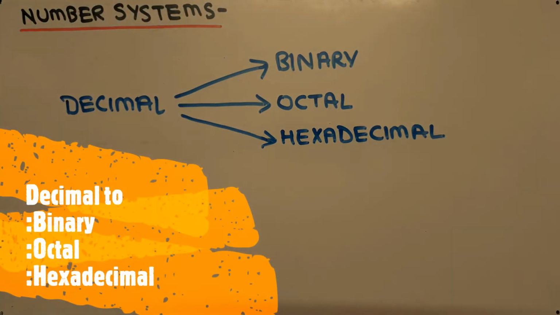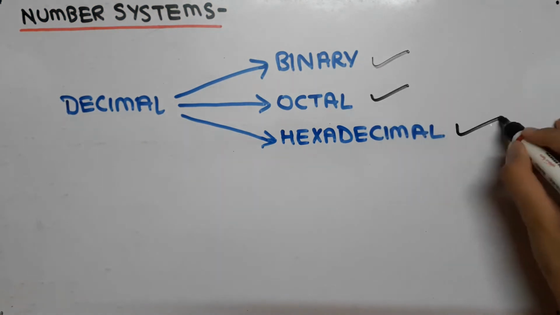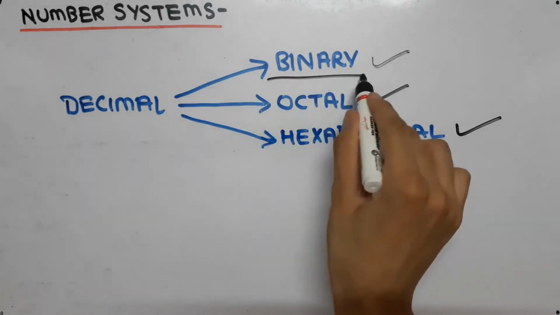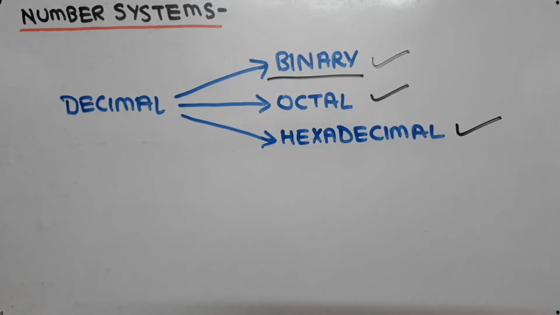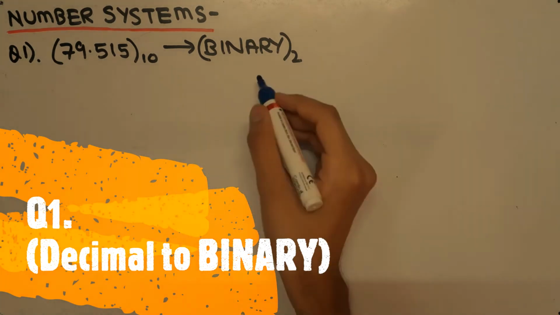Hey guys, today we are going to do number systems. That is, we are going to convert decimal numbers into binary numbers, octal numbers and hexadecimal numbers. So first of all, we are going to look at a question which will convert a decimal number into a binary number. Now guys, in question number 1, we have to convert this decimal number into its binary form.